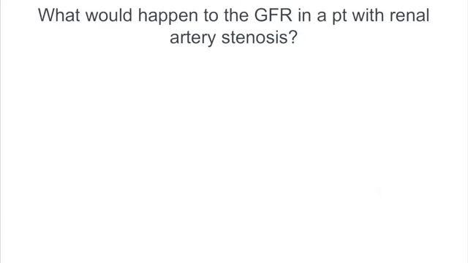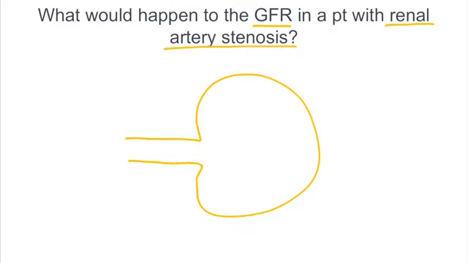Okay, so here's another question. What would happen to the GFR in a patient with renal artery stenosis? Okay, so let's draw a kidney really quick. We've got the renal artery leading into the kidney. And if this artery was stenotic, so we'll draw the stenosis here, then there would be decreased blood flow to the kidney. A decreased blood flow would mean decreased filtration of the plasma and therefore decreased GFR. To extend the question, what would happen to the renin-angiotensin-aldosterone system in a patient with decreased GFR? We'll write the question right here.